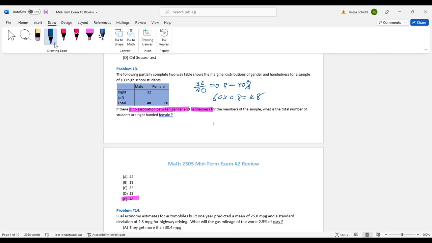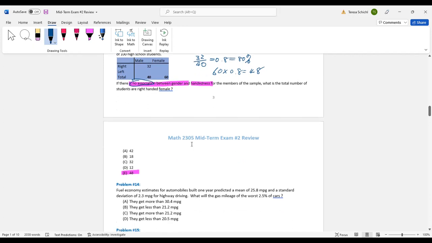So be very careful here. No association means these two variables should be independent. If in general we have 80% right-handed, then this should be equal for males and females, right? So it doesn't matter. That means there's no association, so gender will not affect whether you are right-handed or left-handed.